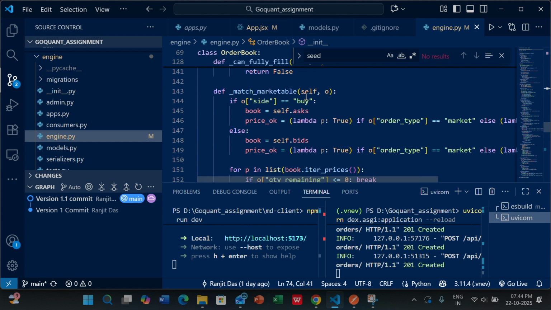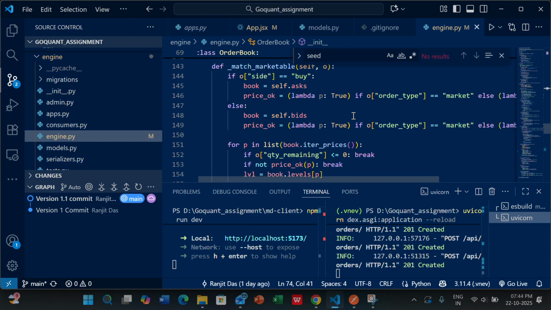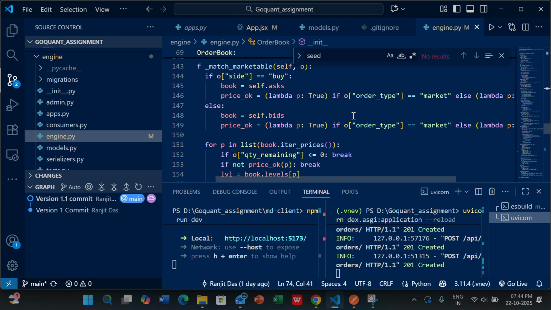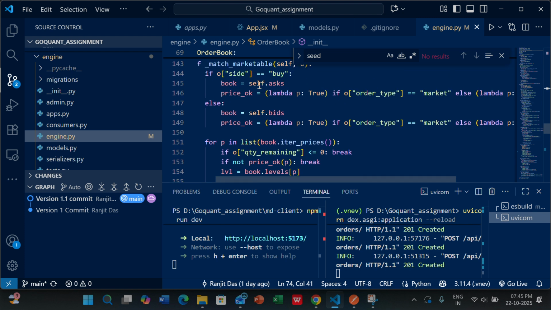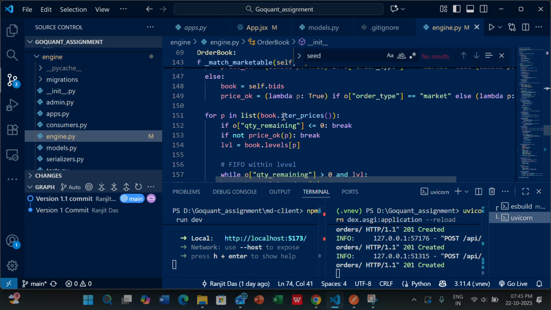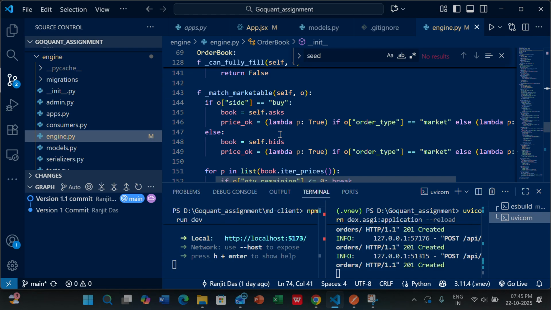Whenever a user is on the buy side, I will show them the book of asks, so the user can see the best price for buying, and if the user is selling, I will show them the book of bids, so they can hit the best bid. Basically, the idea is it will show the lowest price or the highest price to the user according to their choice of buy and sell.